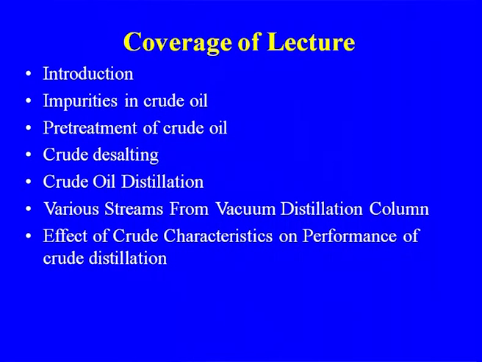So, as far as the coverage of the lecture is concerned, we will have the introduction of crude oil distillation and the impurities present in the crude oil, because they play a very important role in the further processing of the products which you are getting from crude oil distillation. Whatever products you get from crude oil distillation cannot be used as such for various purposes, and some improvement in quality is needed. For that, the impurities which may cause corrosion and catalyst poisoning matter.